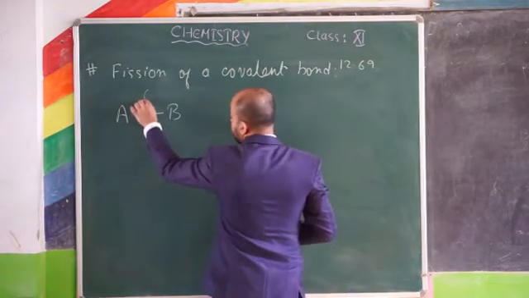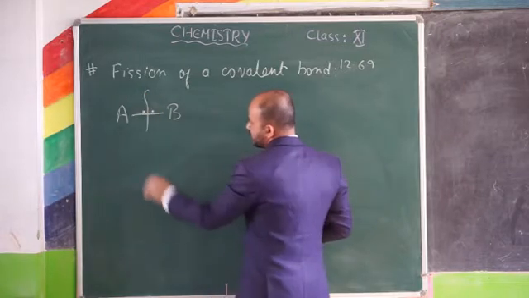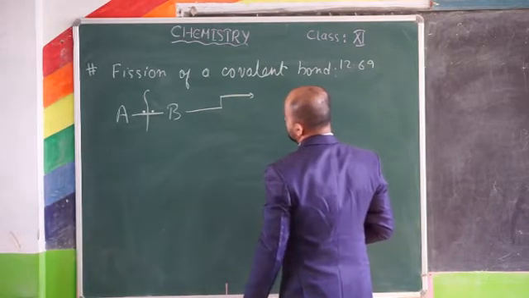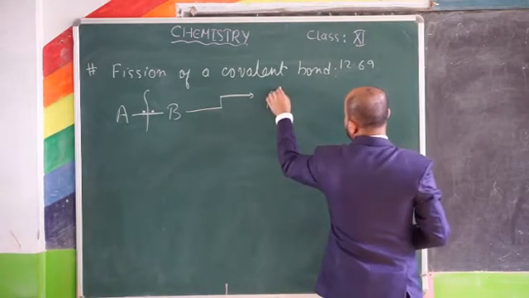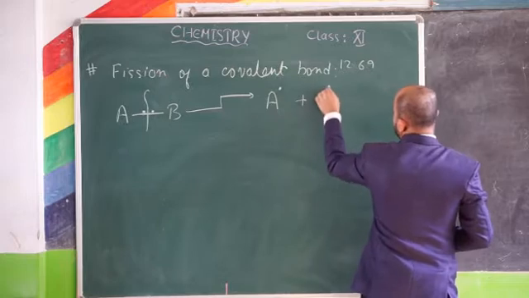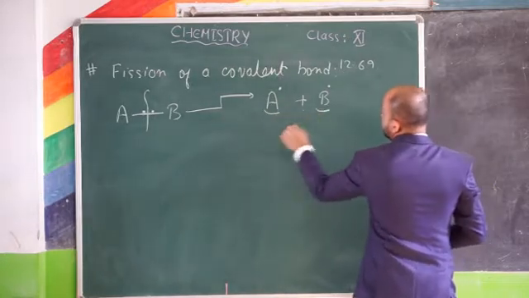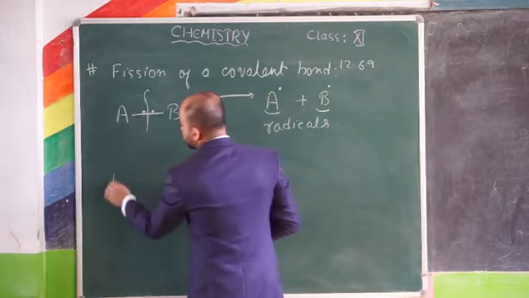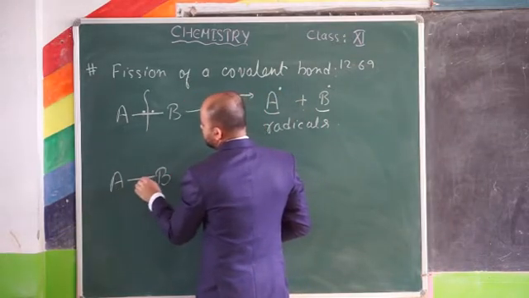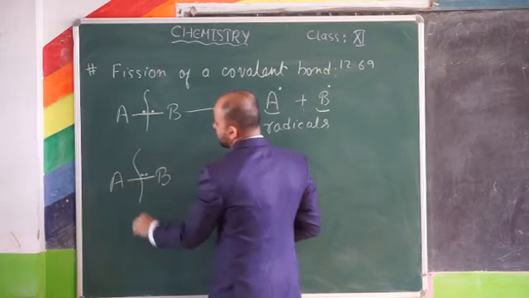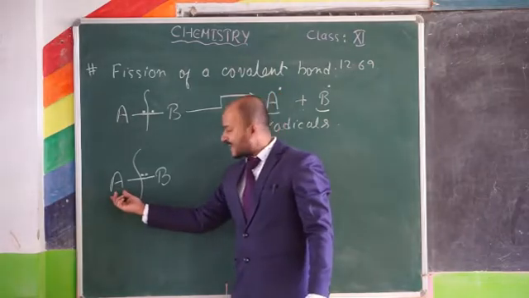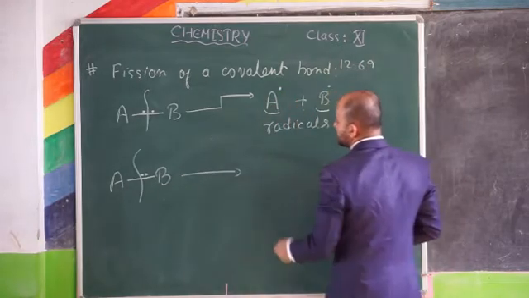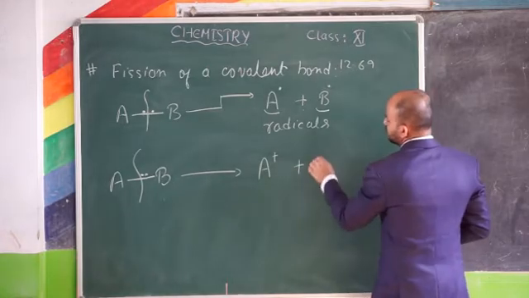It could be either that the bond breaks in such a manner that these electrons are equally distributed. Whenever it is equally distributed, it gives rise to radicals: A with one electron and B with one electron, and these are known as free radicals. Or the bond between A and B is broken in such a manner that either of the combining atoms takes both the electrons. In such cases you will get A positive plus B negative.